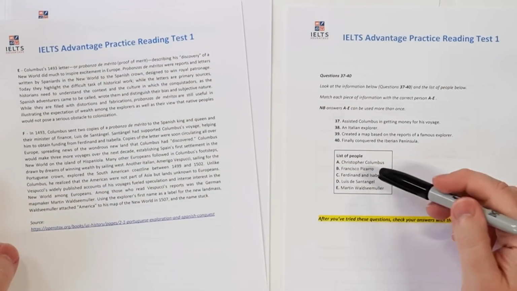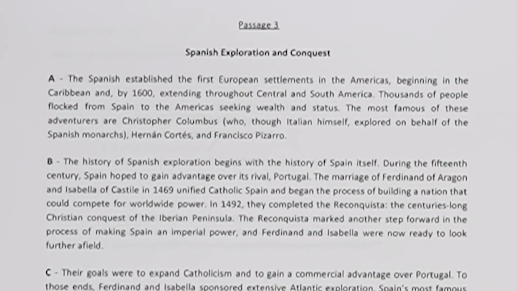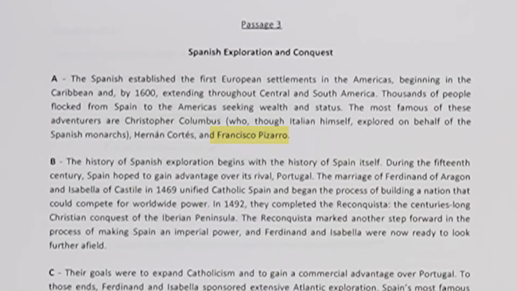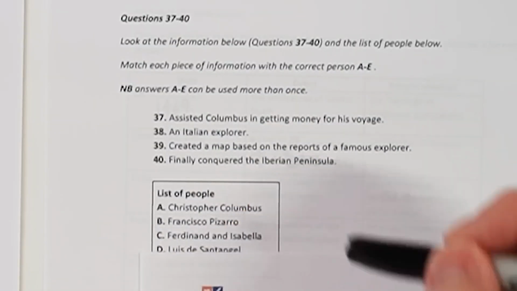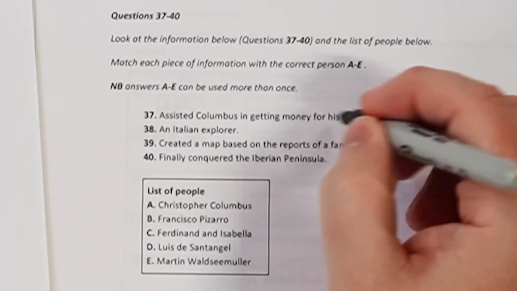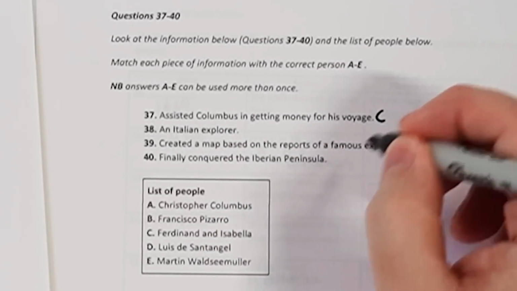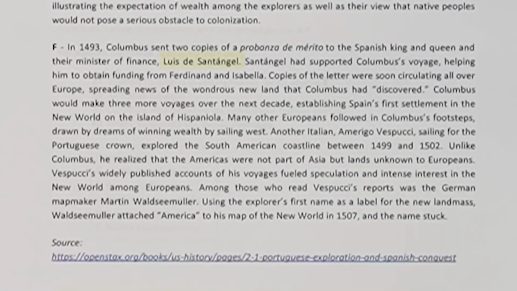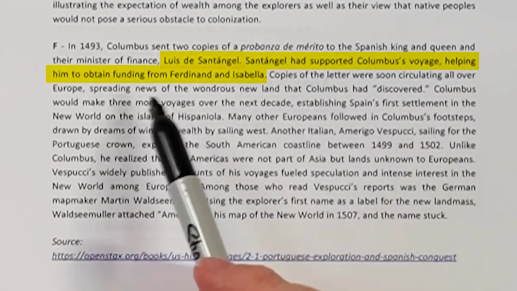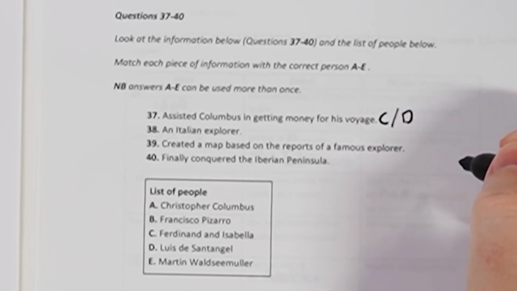Let's narrow it down a little bit by finding people who are not mentioned all over the place. So Francisco Pizarro. He's only really mentioned here, so again, we're moving on. Ferdinand and Isabella. They were the king and queen. They financed Columbus's expedition. Assisted, so that is C. All right. Louis de Santangel. So we're scanning for Louis. Louis de Santangel sent 2 copies. He also helped Columbus obtain funding. So this could be D as well.